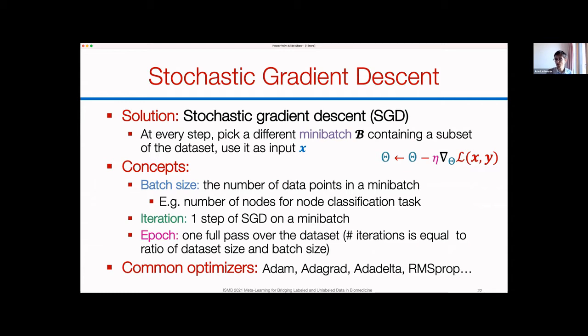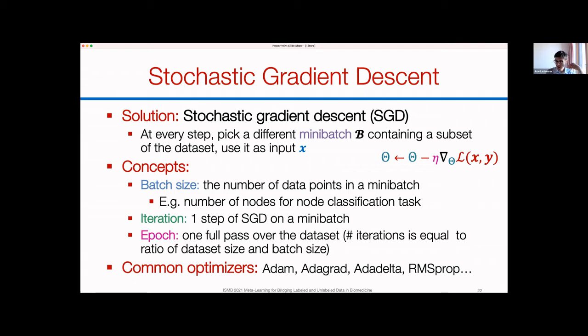But in practice, this works much better because each step is much faster because we only have to consider the mini batch of data. So the important concepts here are batch size, which is the number of data points, training examples, in the mini batch. Now, one iteration of stochastic gradient descent is processing one mini batch, and then an epoch is a full pass over the data set. So processing all the mini batches from the data set, that is called one epoch of training. And usually we would do multiple epochs of training, which means we traverse the training data set multiple times.